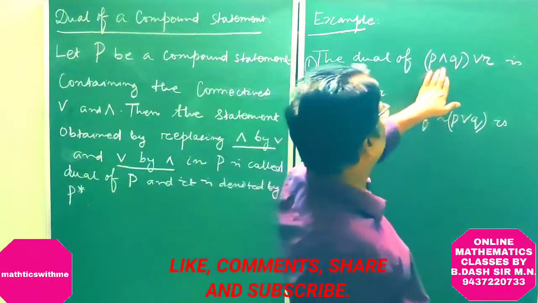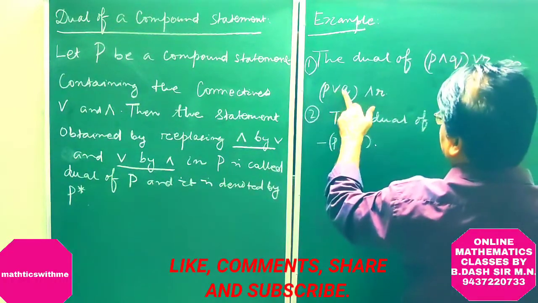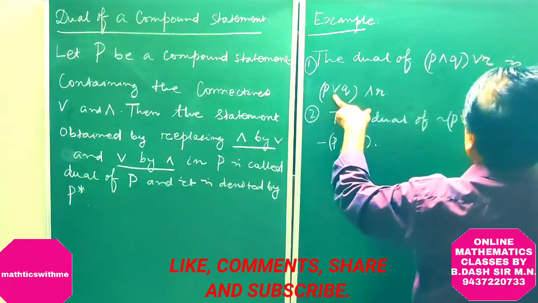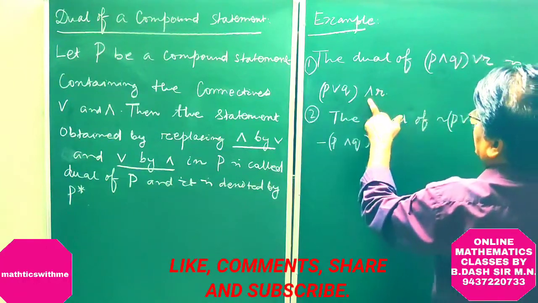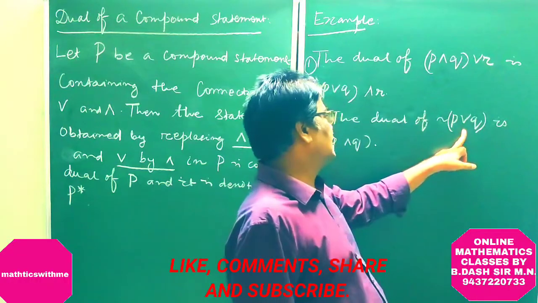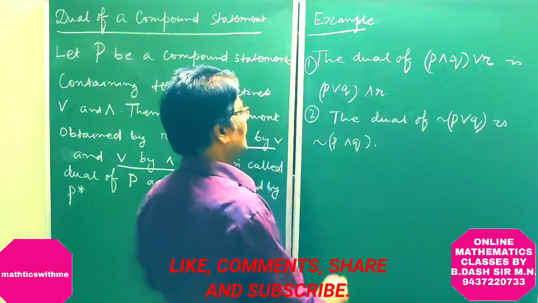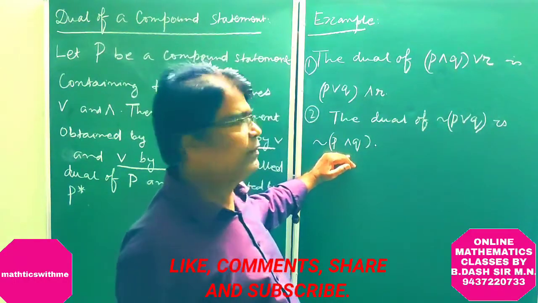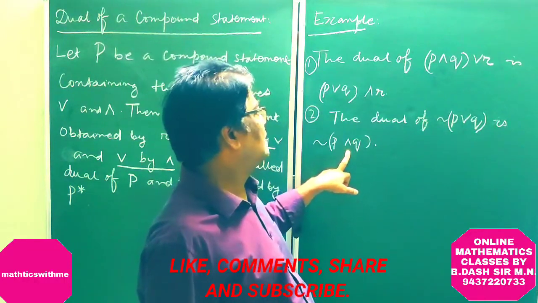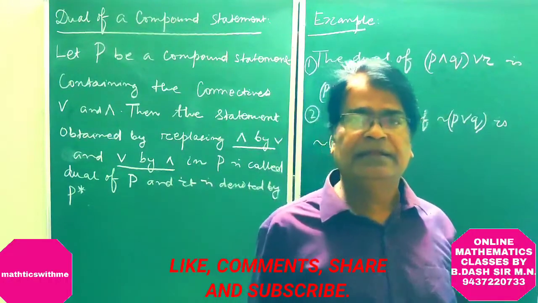Example, the dual of P conjunction Q disjunction R is P disjunction Q conjunction R. Here conjunction is replaced by disjunction, disjunction is replaced by conjunction. The dual of negation of P disjunction Q is negation P conjunction Q. Here the disjunction is replaced by a conjunction. So in this way you can find the dual of a statement.